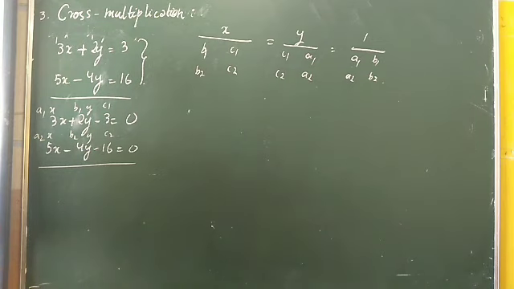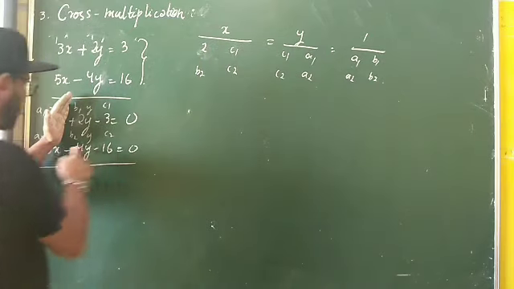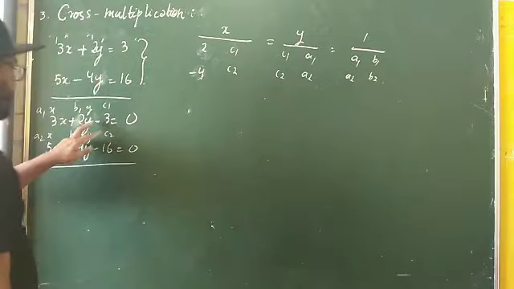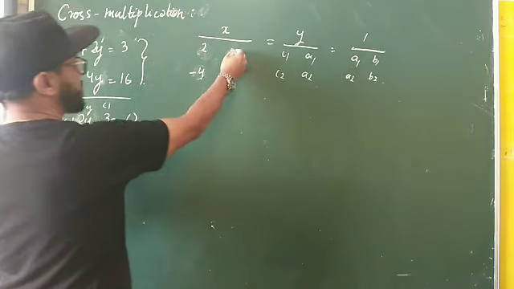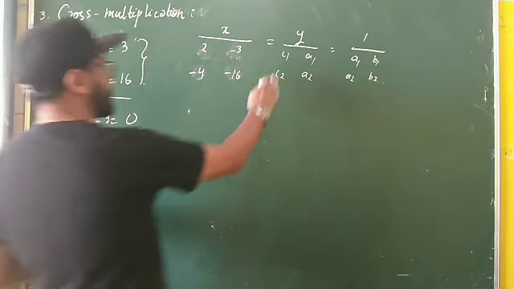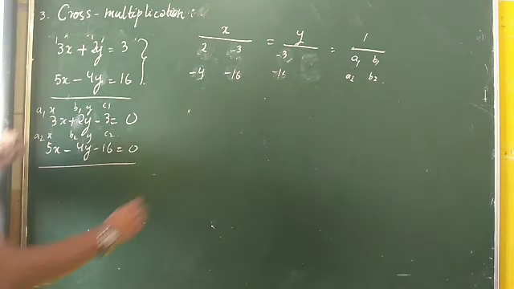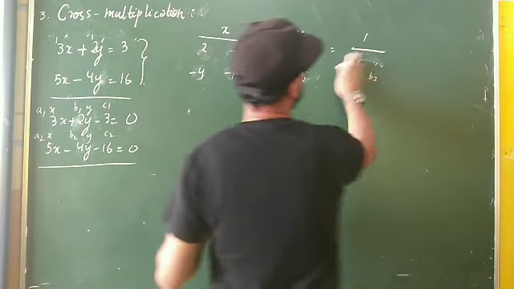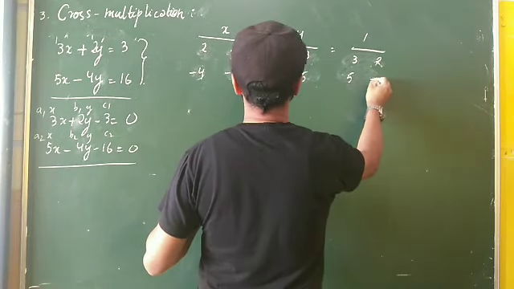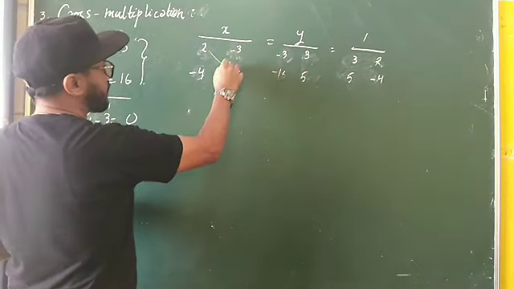Alright, now we have to cross multiply. Okay, now what is b1? b1 is 2 and b2 is minus 4. So if it is minus, then we have to write minus 4. Now c1 is minus 3, so if it is minus, then we have to write minus, and c2 is also minus 16. Now c1 and c2 are minus 3 and minus 16, and a1 and a2 are 3 and 5. And b1 and b2 are 2 and minus 4. Alright? Now what do we have to do? We have to cross multiply, isn't it?